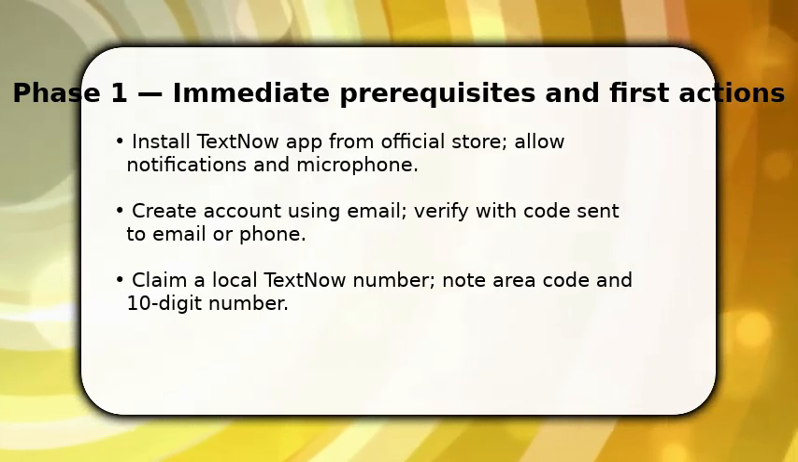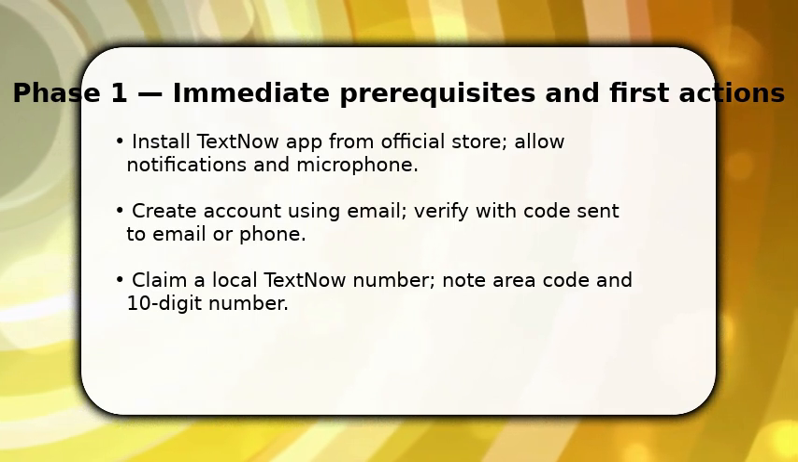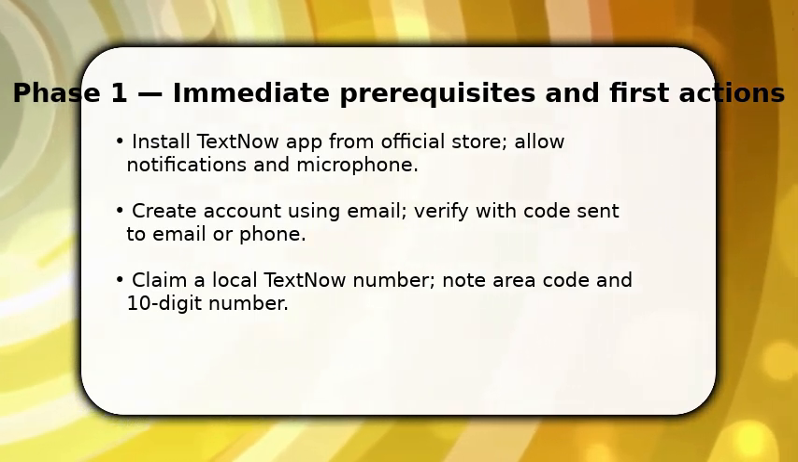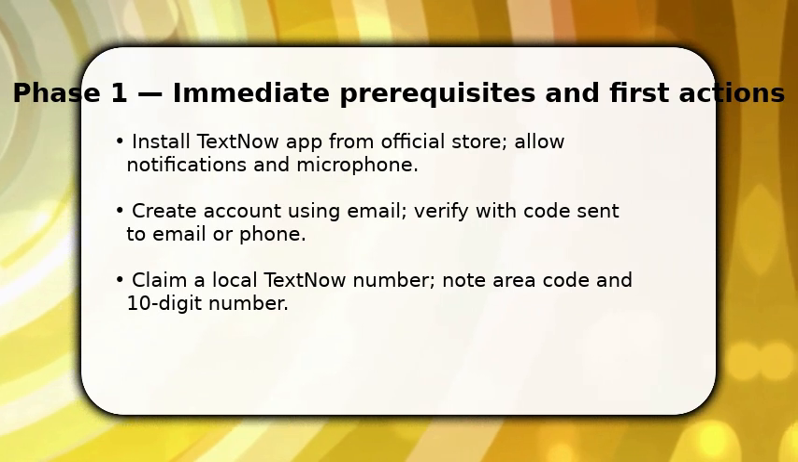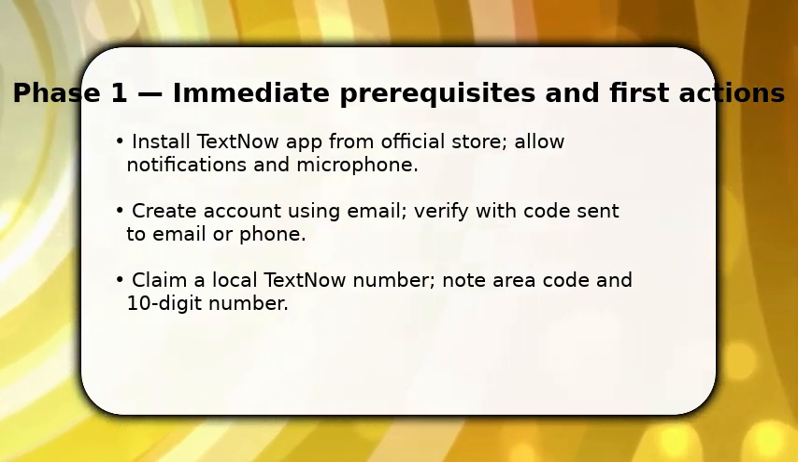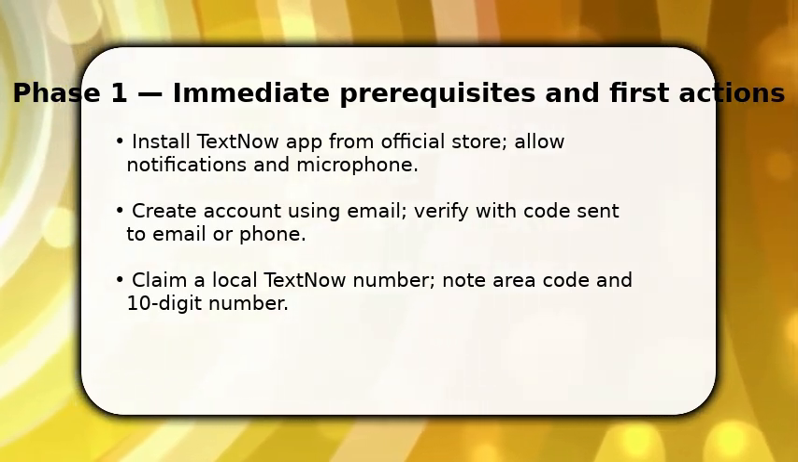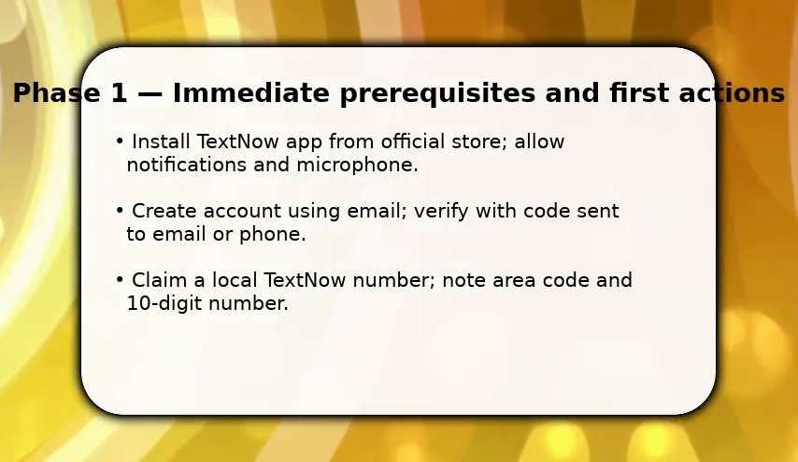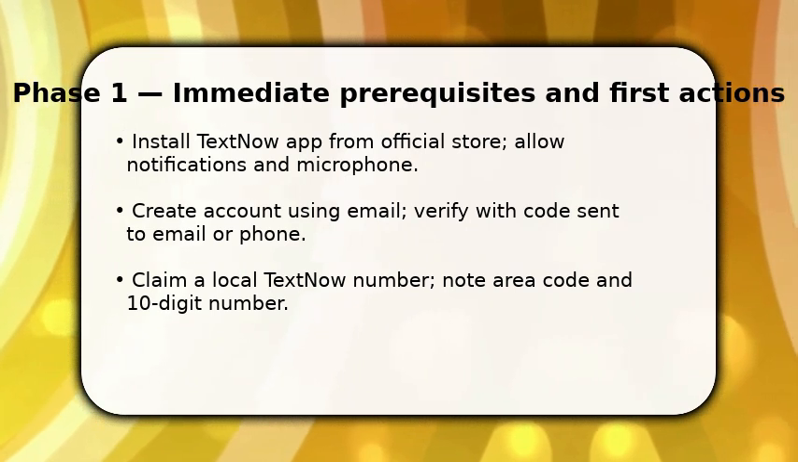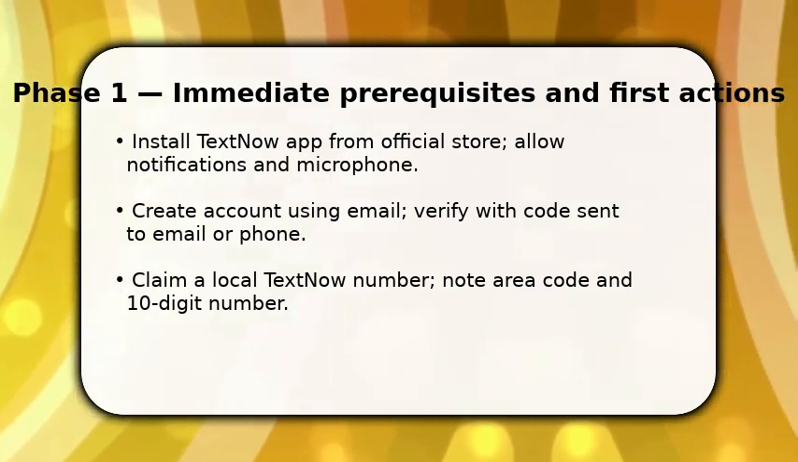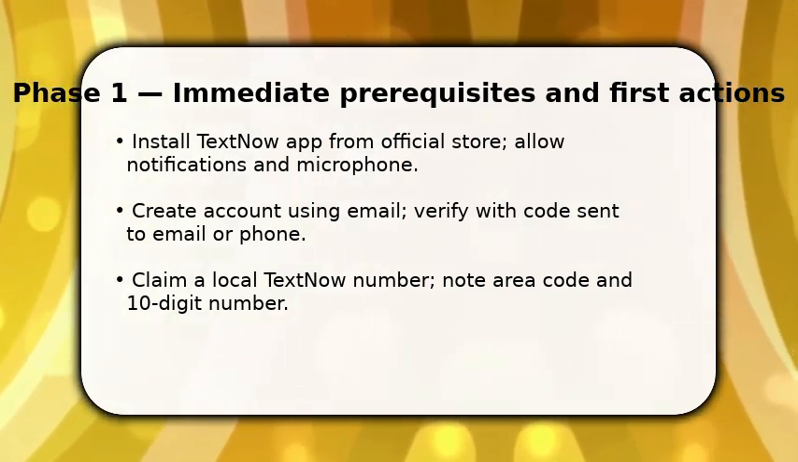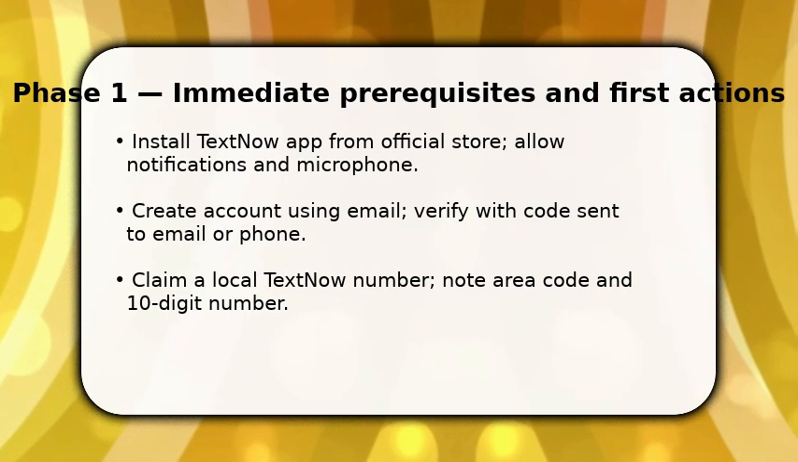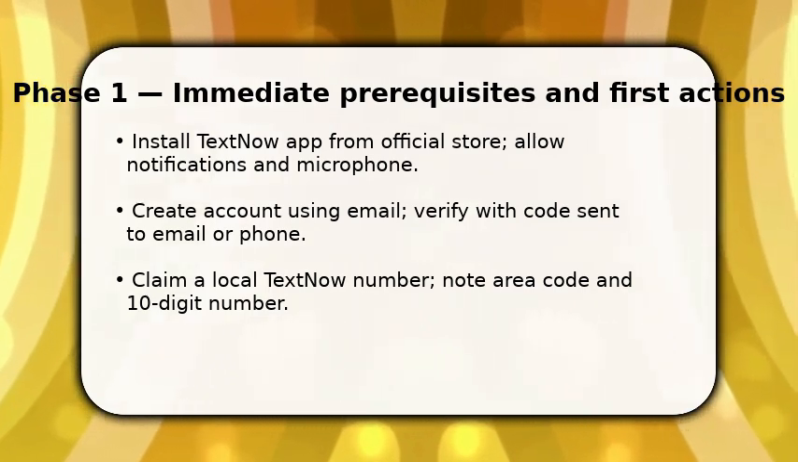You start by installing Text Now and granting the app permission for notifications, microphone, and contacts so calls and texts work. Next, create your account with an email, check that inbox and enter the verification code immediately. Once verified, claim a local Text Now number, pick an area code you need, and save that 10-digit number. These first steps get you an active line quickly, so you can send your first message within minutes.